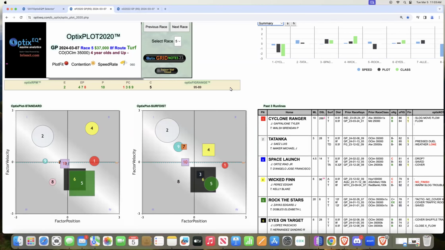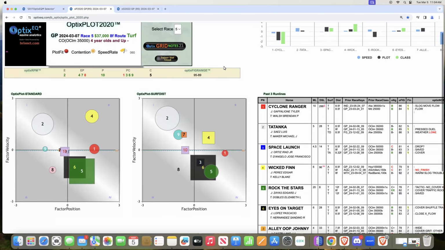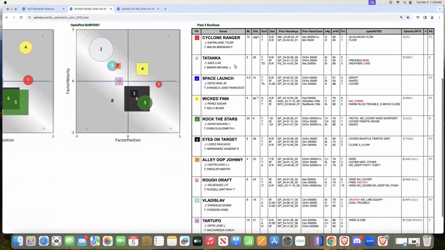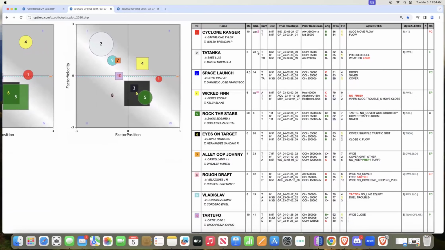Today I'm going to look at race 5 at Gulfstream Park on Thursday, March the 7th. It's a turf mile. I'm going to show you how to use optics to evaluate a race. But this race, one thing I'll tell you, is wide open. If you look at the morning lines, and I think the morning line person is right, not necessarily which horse should be what, but that it's a wide open race.